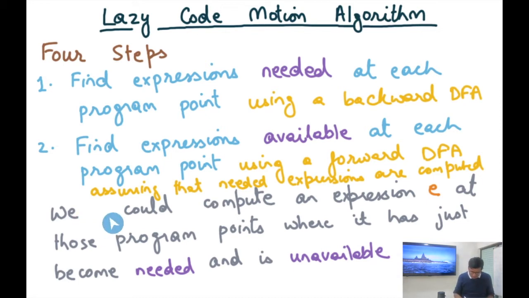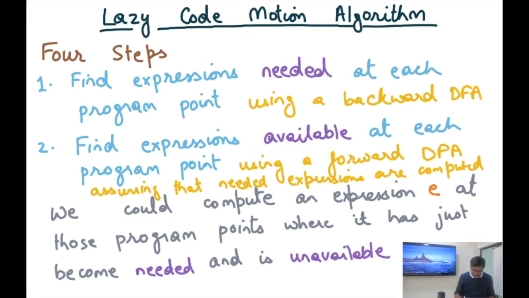So once again, we could compute an expression E at those program points where it has just become needed. Just become needed is important, because just before it should not be needed, in which case I can't put it there, because if it's not needed somewhere, I shouldn't be putting in computation there. And it should have just become needed, and it should not be available, and that's coming from our second requirement.